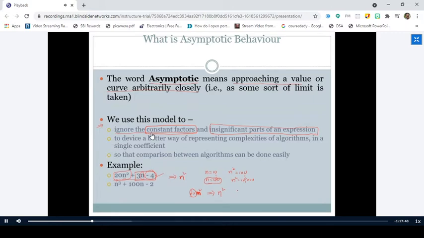Now you take the second expression, n cube plus 100n minus 2. What is the final result? N cube. Why? Because 100n minus 2 are insignificant parts of the expression. You ignore them. And n cube, the highest power, has a coefficient of 1 itself, so there is nothing to do with that coefficient. So the final result will be n cube. Is it clear up to this point?